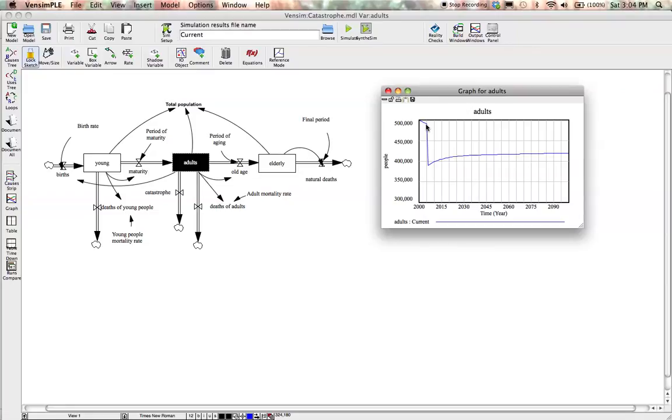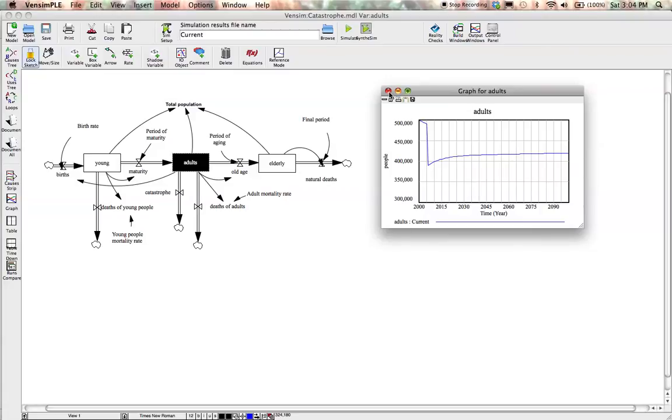Okay, but then all of a sudden the population takes a dip. It loses 100,000, and then after that it sort of starts recovering over time, and it sort of plateaus out at a little bit over 400,000, and that's the adults.